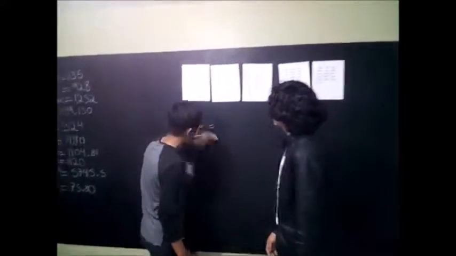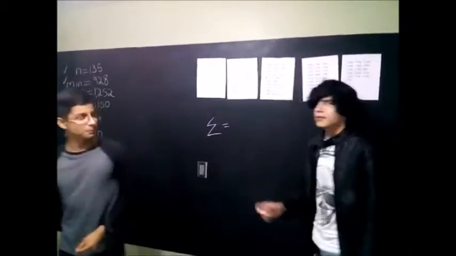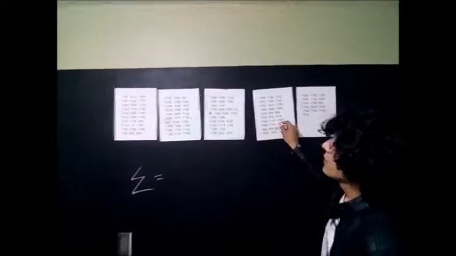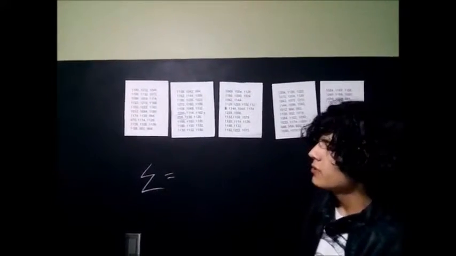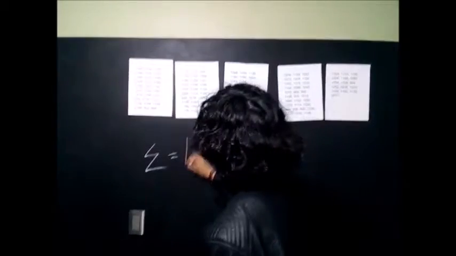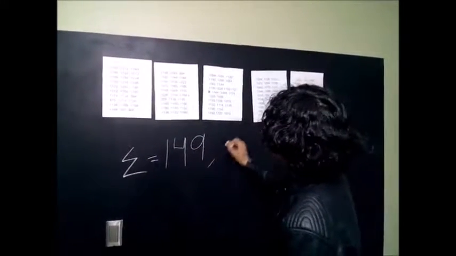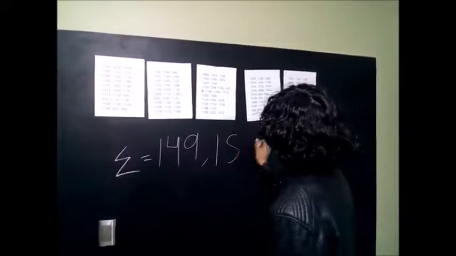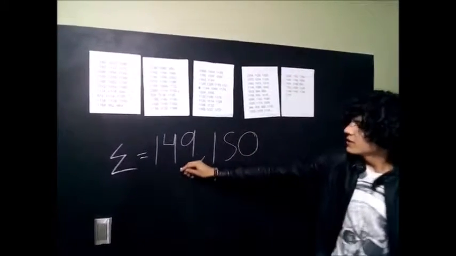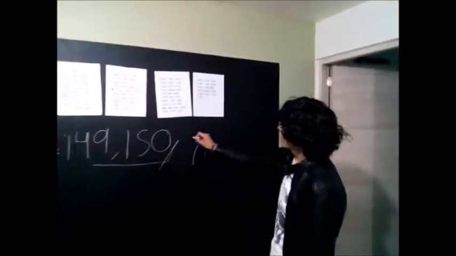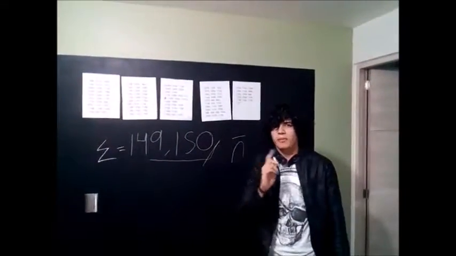Now, student, can you please tell me what's this? Sure. Let me tell you. When we add all the values, it will give us a sum. This sum, the result of all the values, is 149,150.